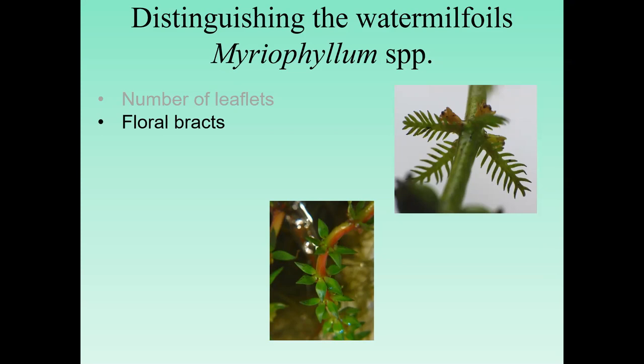The top photo is whorled water milfoil, Myriophyllum verticillatum. That species has a very highly divided, highly lobed floral bract. So that's a very distinct characteristic. And again, it's if you have them. So it's late enough in the season that they're actually producing flowers. And assuming they're in good condition, you can see those characteristics. So you don't always have floral bracts to work with, but they're really nice if you do.